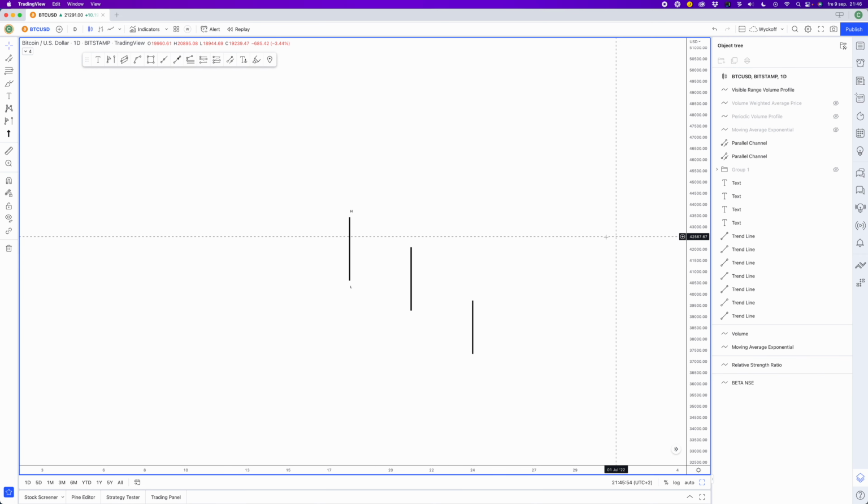I would like to introduce a concept that I call momentum gaps. I originally learned this concept from Al Brooks, but he just calls everything gaps, so I had to come up with a name for it, so I call it momentum gaps. ICT has a similar concept that is called fair value gaps, and it's slightly different from this concept.